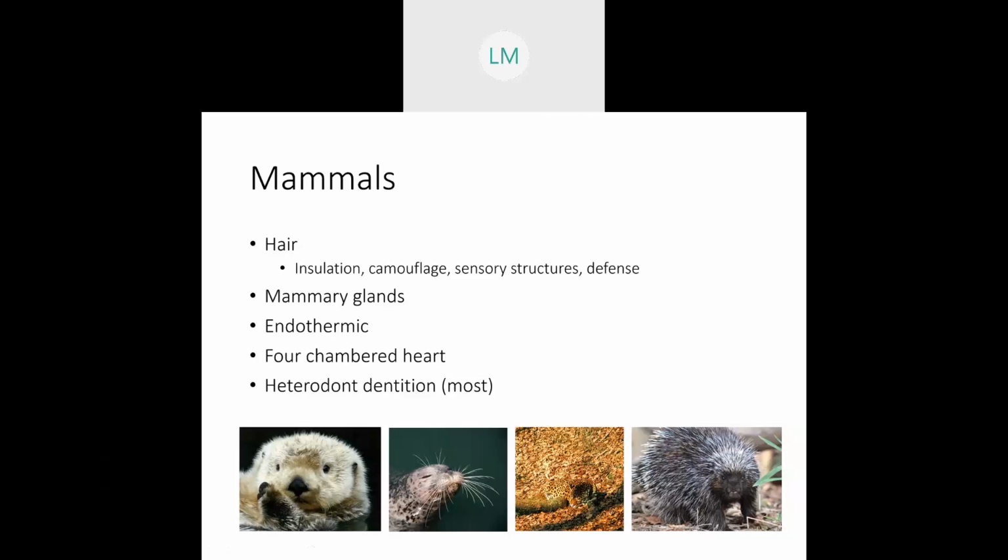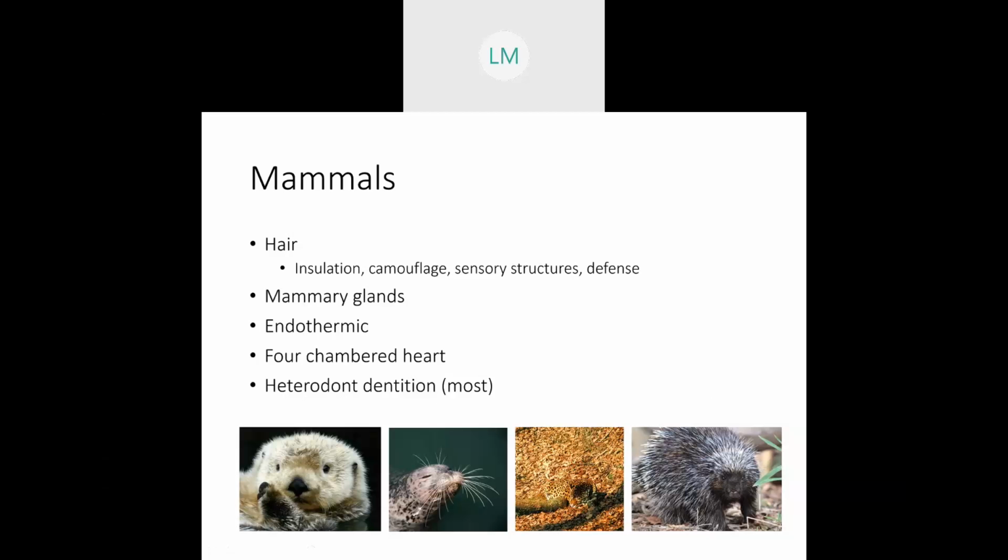And then all mammals have a 4-chambered heart. So just like birds, we are endothermic and have a 4-chambered heart. Okay? And then mammals also have something called heterodont dentition. Hetero just meaning different, dont referring to teeth. So most of these mammals are going to have a variety of types of teeth. If you look in your own mouth, you see heterodont dentition. We have incisors, we have canines, we have premolars and molars, right? These teeth look different.